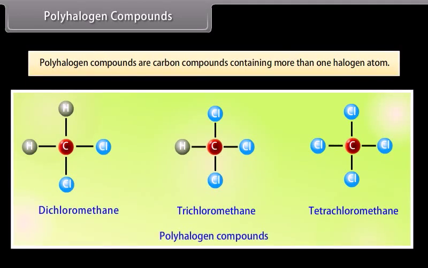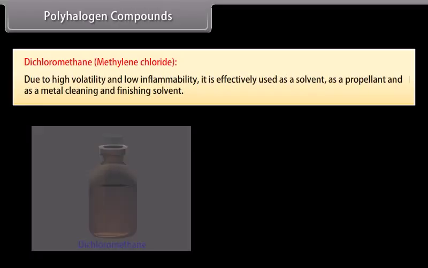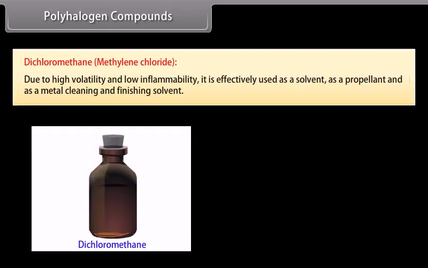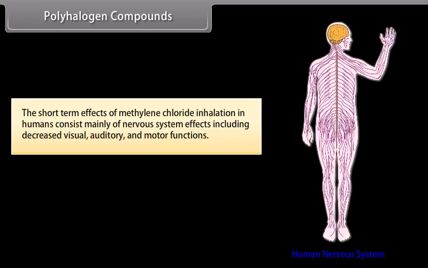Polyhalogen compounds. Polyhalogen compounds are carbon compounds containing more than one halogen atom. Dichloromethane, or methylene chloride. Due to high volatility and low inflammability, it is effectively used as a solvent, as a propellant, and as a metal cleaning and finishing solvent. The short-term effects of methylene chloride inhalation in humans consist mainly of nervous system effects, including decreased visual, auditory, and motor functions.